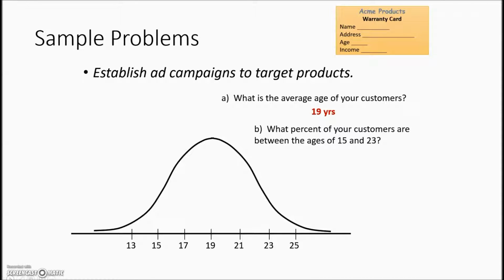The next question asks what percent of your customers are between the ages of 15 and 23. If we look at where those values are on the graph, we are 2 standard deviations below the mean and 2 standard deviations above the mean, indicated by these hash marks. And if you look, that standard deviation is 2. Every one of these adjacent numbers differs by 2. The relationship for 2 standard deviations above and below on a normal distribution is 95%.